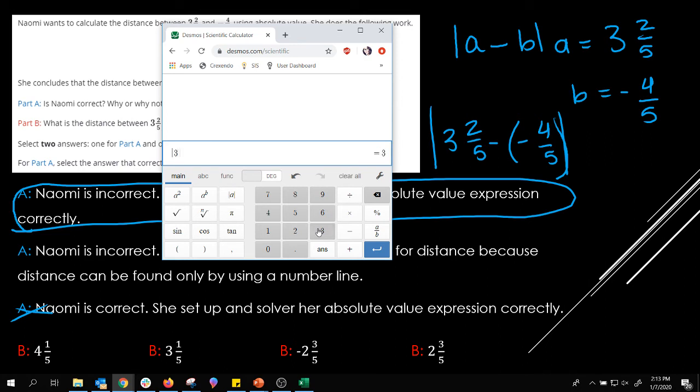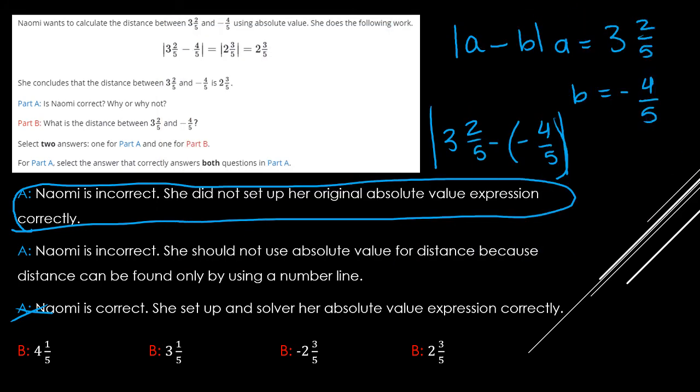So I have 3 2/5, and we are subtracting a -4 over 5. It says 4.2, which is 21 over 5, which is also 4 1/5. And again, to figure out B, all I did was type this here into my calculator.